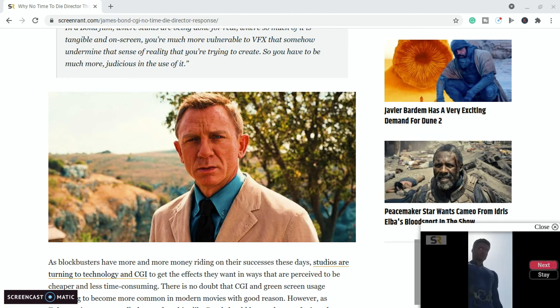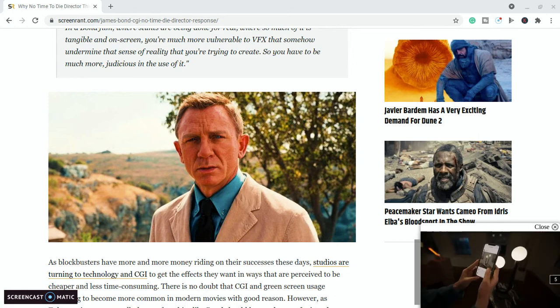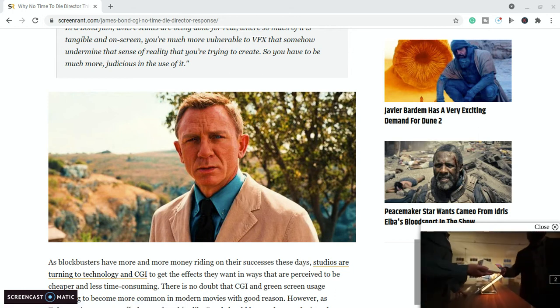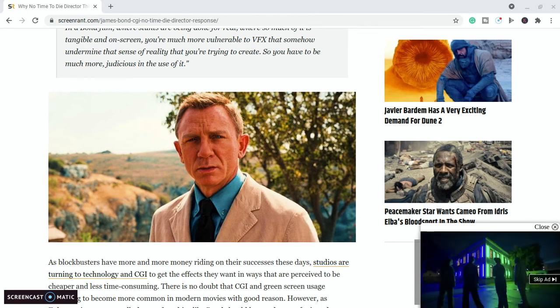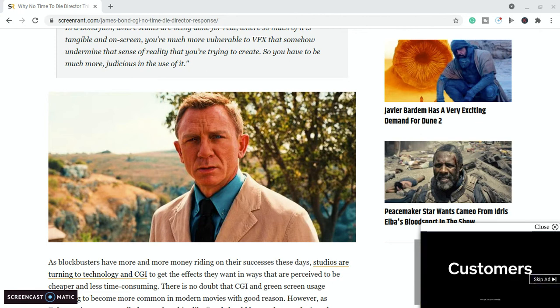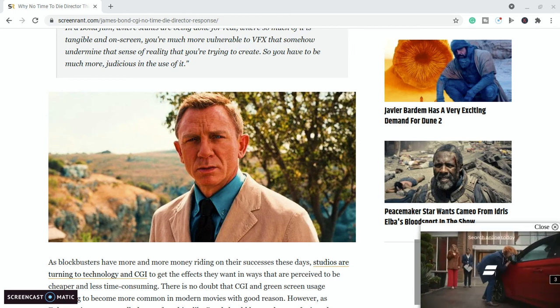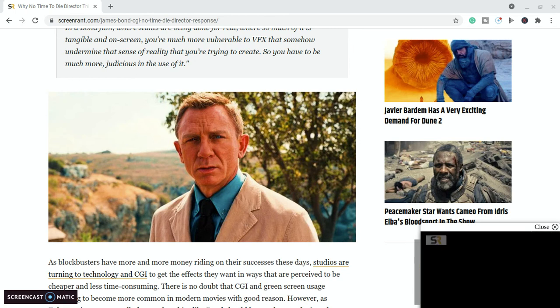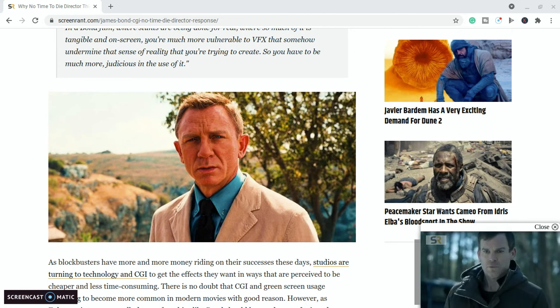I think in general there are a lot of times when you have to use CGI, and I understand about safety of actors and things like this. Obviously, there are certain things you can't do because of safety. I understand that completely. But I think if you can do something for real instead of having it done in CGI, you should. I think it adds something to a movie. Yes, we have amazing technology that can do wonderful things, but do we always want to rely on technology, or do we sometimes want to say, this actually happened? This is something that actually happened and isn't just done in a computer, it's done completely for real.